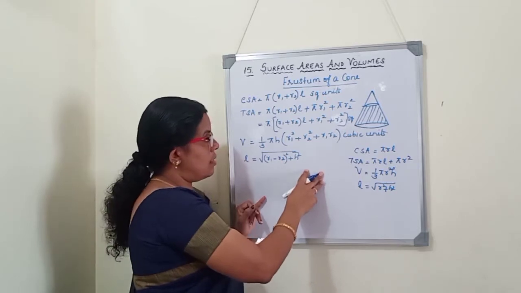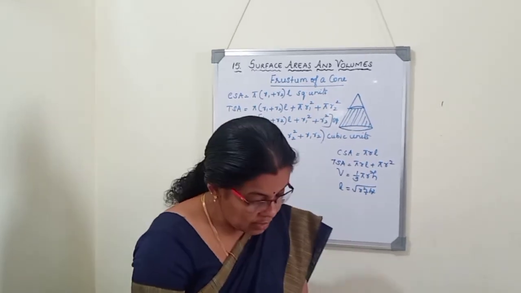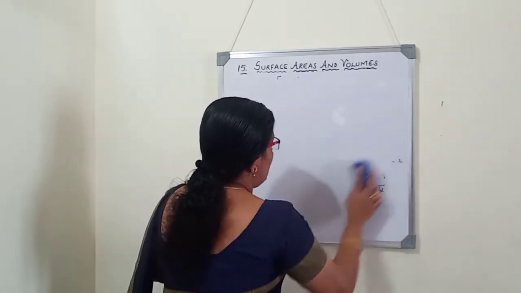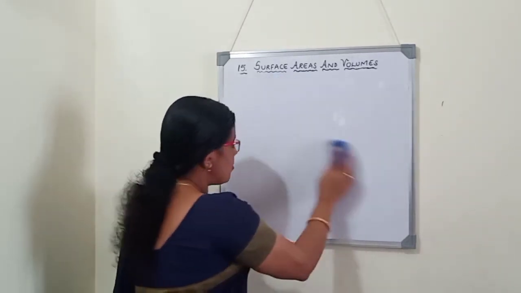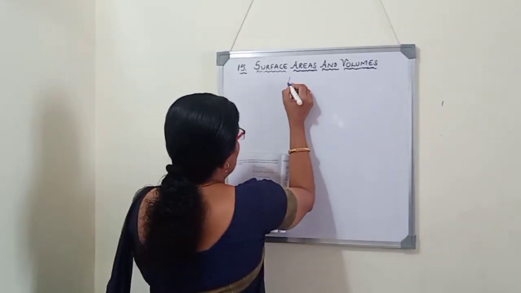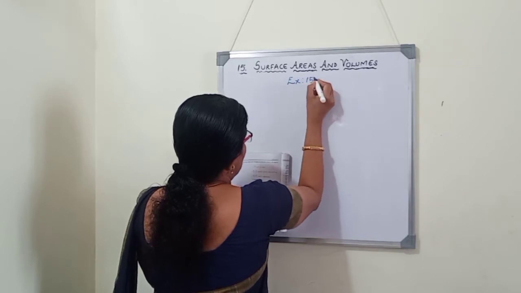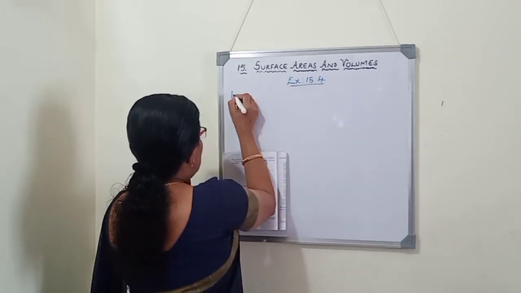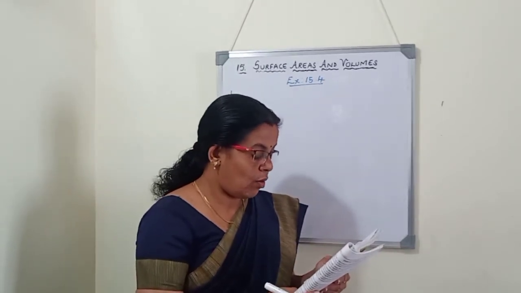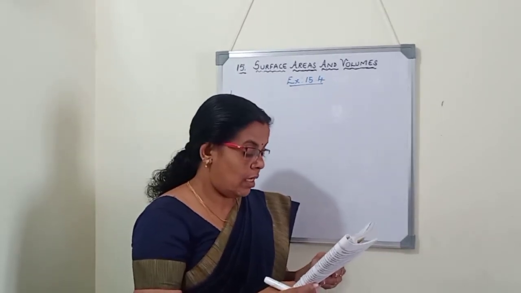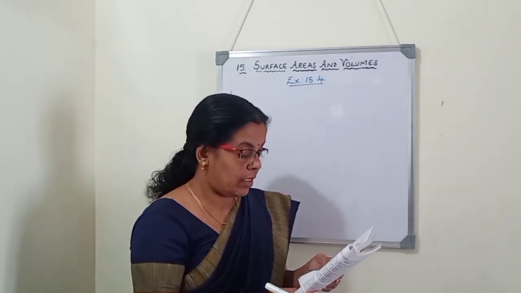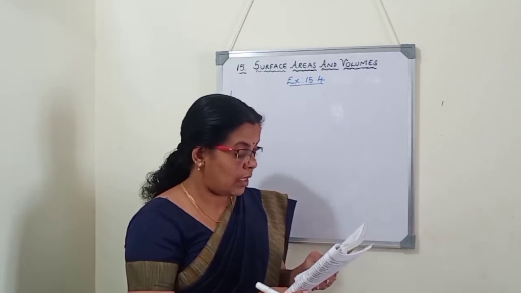Now we will see the exercise first question. Exercise 15.4. First question. A drinking glass is in the shape of a frustum of a cone of height 14 cm. The diameter of its two circular ends are 4 cm and 2 cm. Find the capacity of the glass.